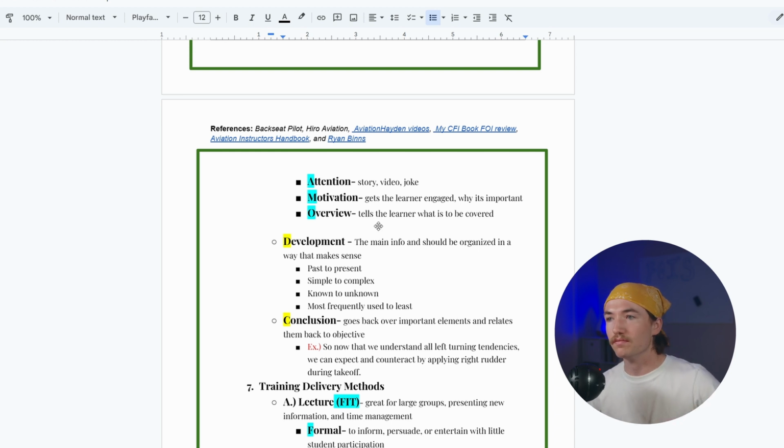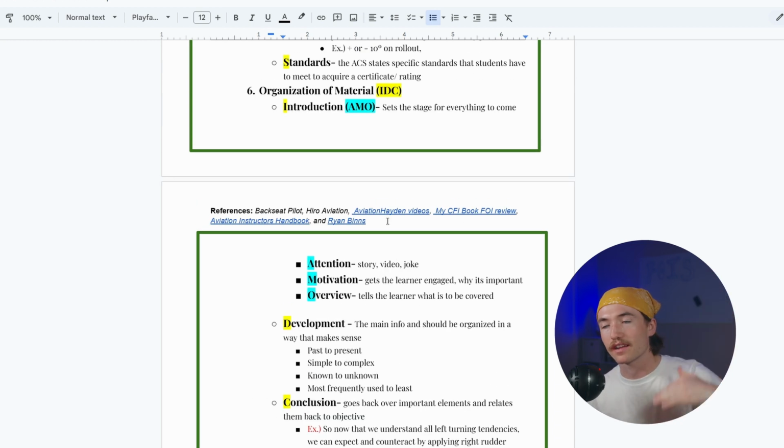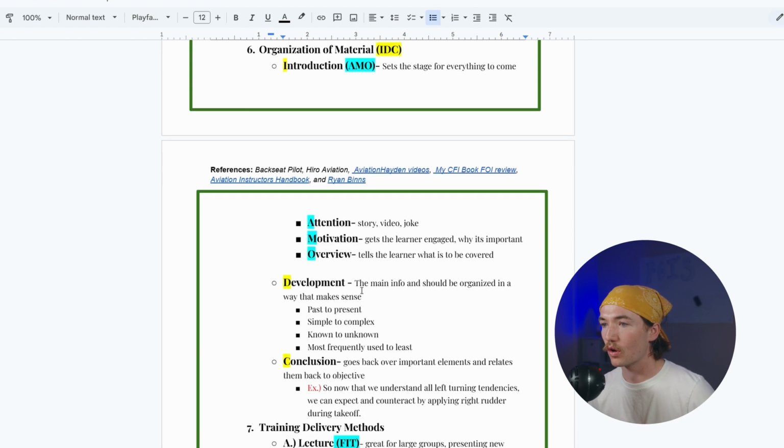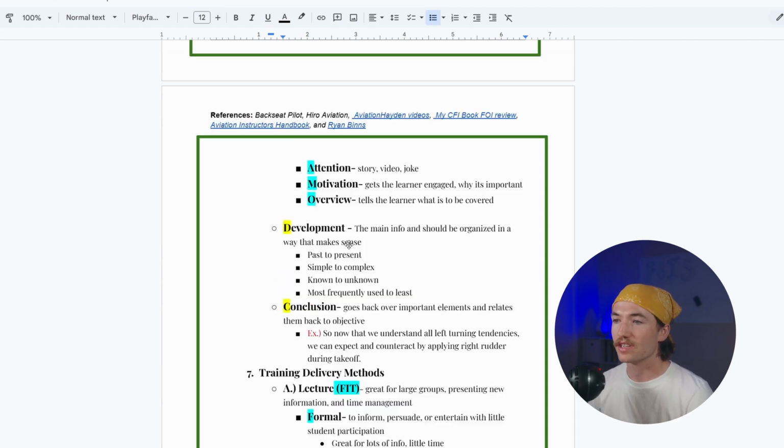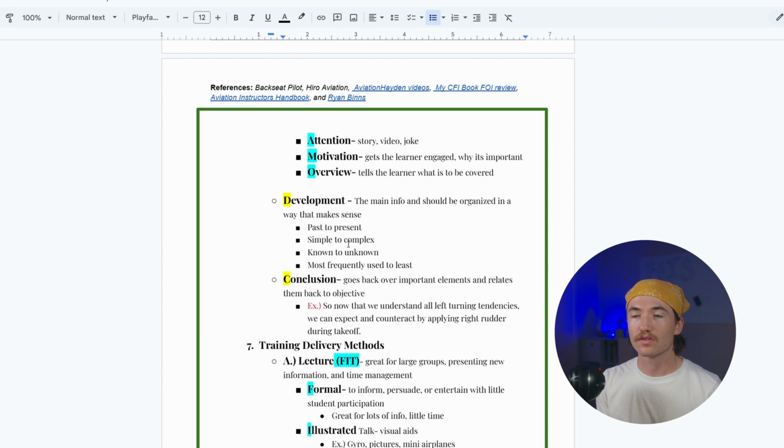So in the overview, just a quick guide of like what we're going to be hitting on the topics today, you know, whether that's like systems or aerodynamics. The overview will go over that. And we'll actually jump back to why that's important here in a second. And then we have D for development. This is the main info and should be organized in a way that makes sense. I know that I mentioned this earlier. This is how we organize info so that it's easily digestible for your learner.